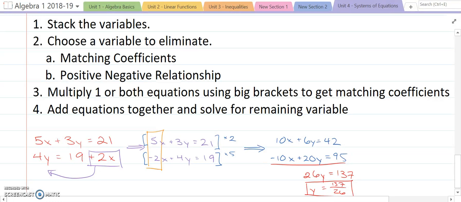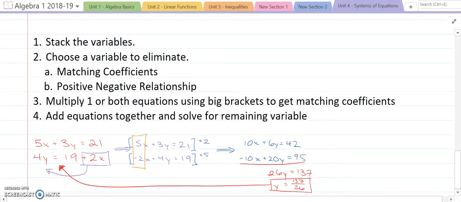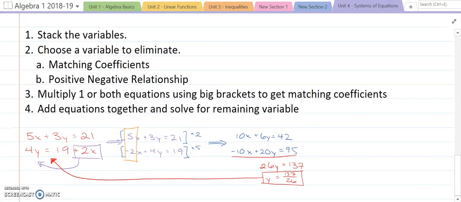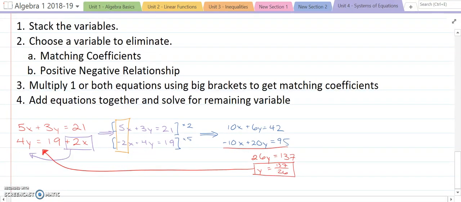And so your final question is, what do you do with it to finish the process? You're going to take that, you're going to plug it all the way back in. I'm choosing to use the bottom equation because the y was almost by itself. And that's a somewhat comfortable thing for me to deal with, comparatively. 4 times 137 over 26 equals 19 plus 2x.